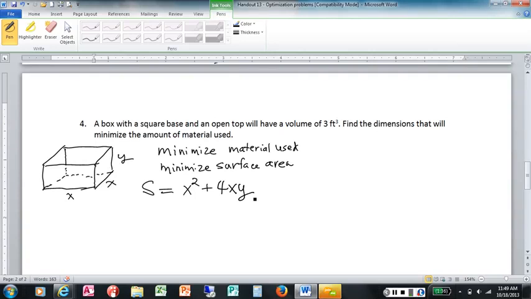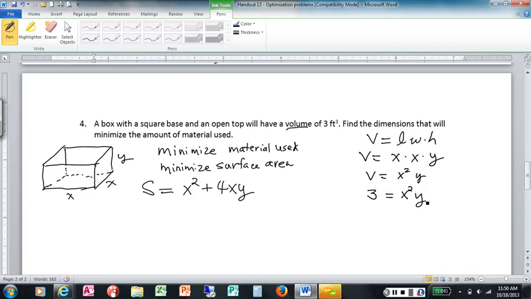Well, guess what I have to do here? Again, that's in two variables. I need it in one variable, so I need to get rid of one variable using another equation. The other equation in this case is the volume. And what do you know about the volume of a box? Length times the width times the height, which in this case, the length is x, the width is x, and the height is y. The length and the width are the same. I called them x. So that's x squared y. And I know I want that to be 3.